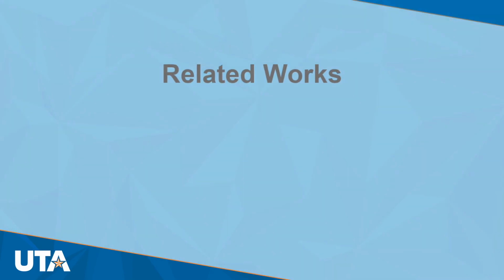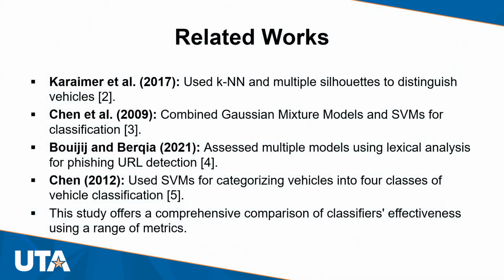Related works. Previous research has shown the potential of machine learning classifiers for vehicle identification. Karimer et al. used KNN for vehicle classification, while Chen et al. employed SVMs for classification. Bourget and Bokia assessed multiple models, while Chen 2012 used SVMs to categorize vehicles. Our project builds on these approaches by providing a comprehensive comparison across multiple classifiers.